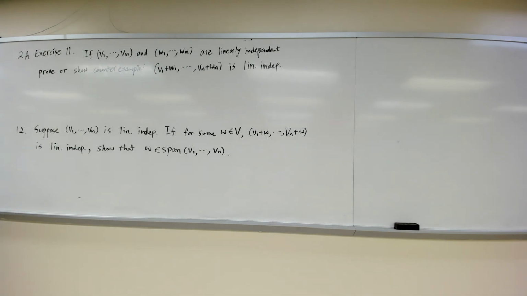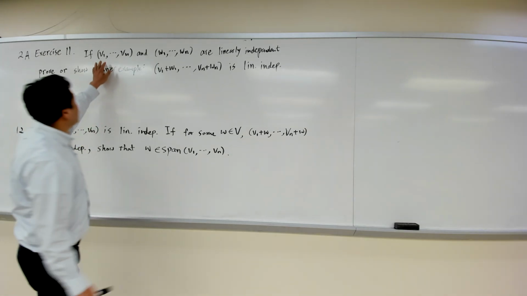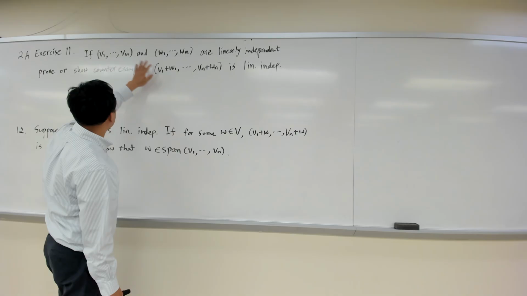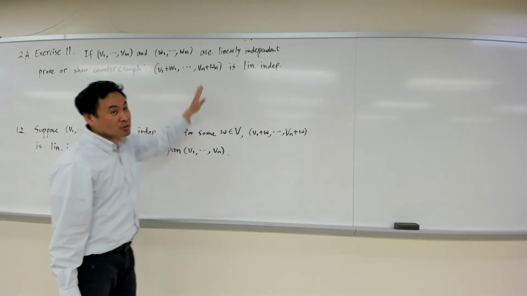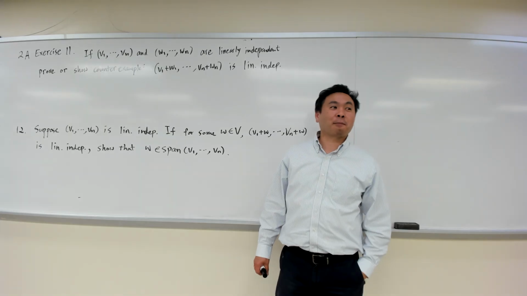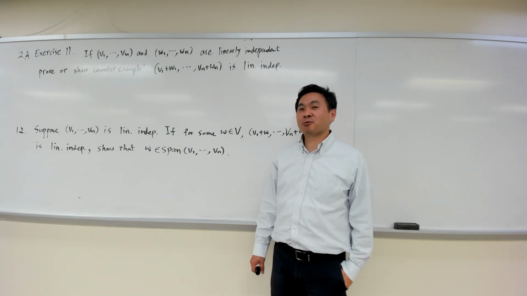V1 through Vn and W1 through Wn are linearly independent. Prove or show a counterexample that if you take another list, obtained by taking each vector and adding them, is this linearly dependent? What do you think? True or false?